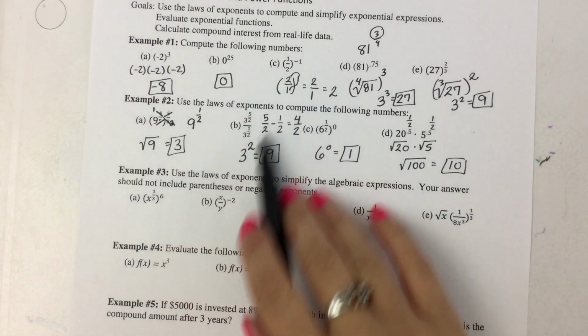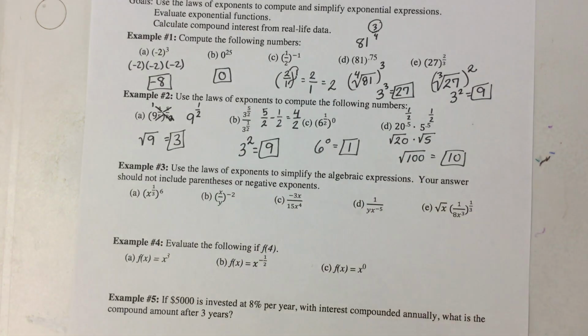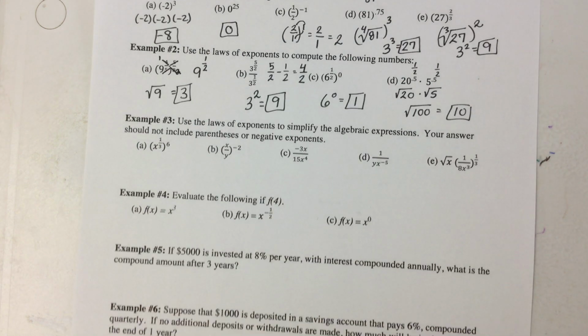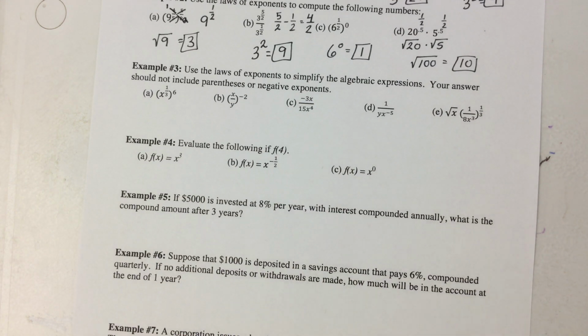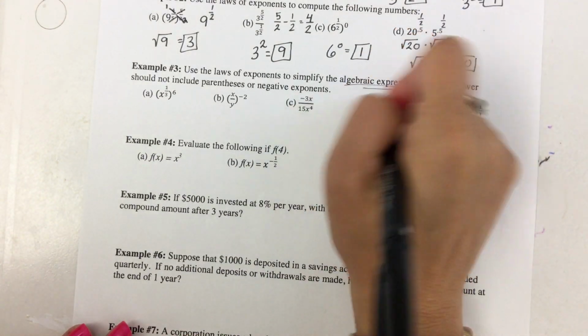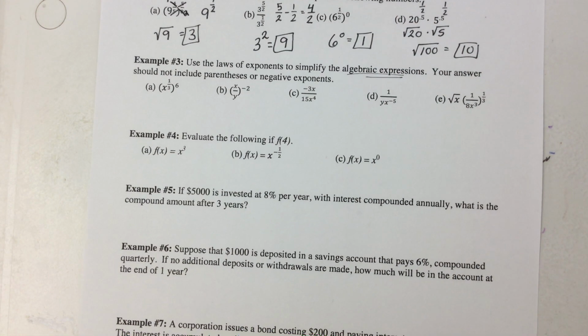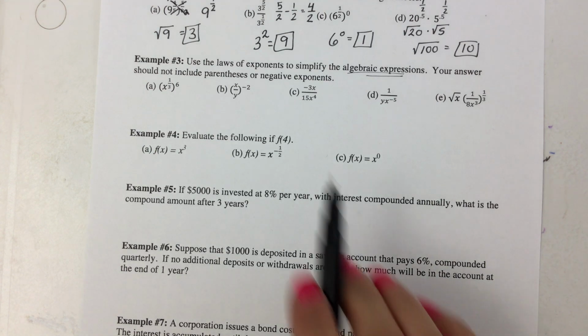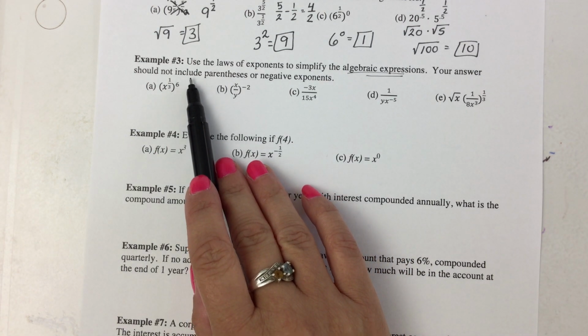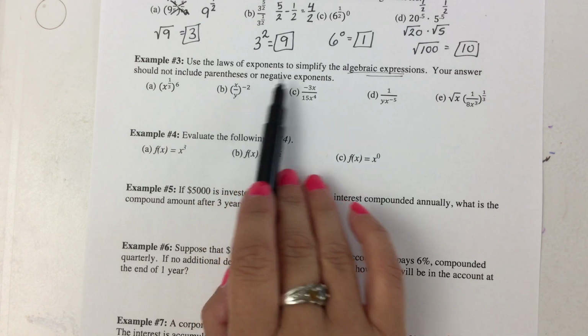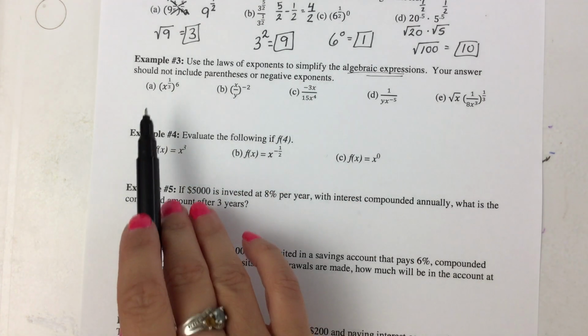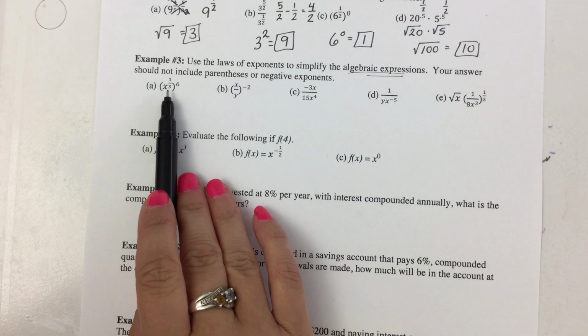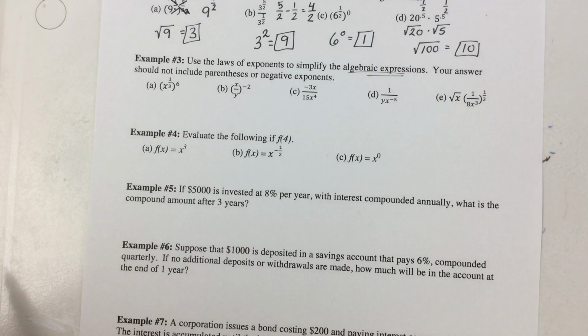Now these, we were just working with numbers. All of our solutions had a numerical solution. Well, sometimes you're going to be dealing with exponents and algebraic expressions, meaning your answers are not going to be numerical. You're going to end up with variables. In order to simplify, you have to make sure that your final answer does not include parentheses and you have no negative exponents. So if I look at A, I cannot leave this as an answer because I have parentheses.